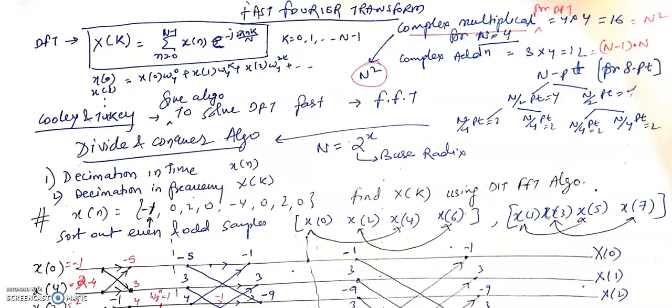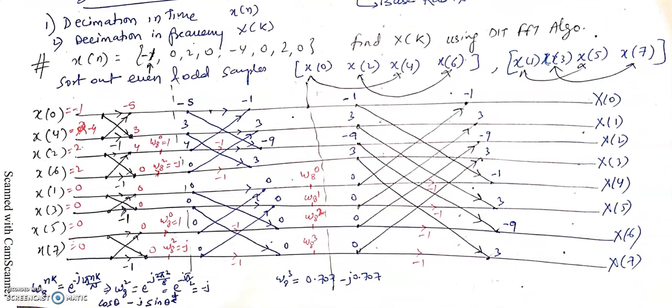We are taking this example to understand how the FFT works. There are two algorithms in FFT. One is decimation in time, another is decimation in frequency. Decimation in time means we decimate in the time domain; xn is the time domain. Decimation in frequency means we decimate in Xk. What is decimation? Decimation means we are taking samples.